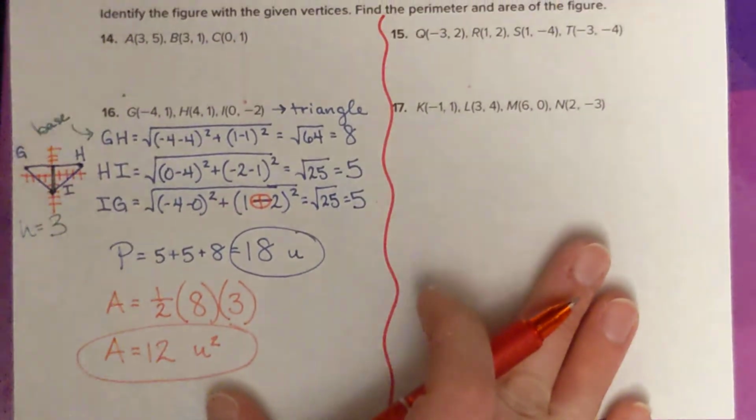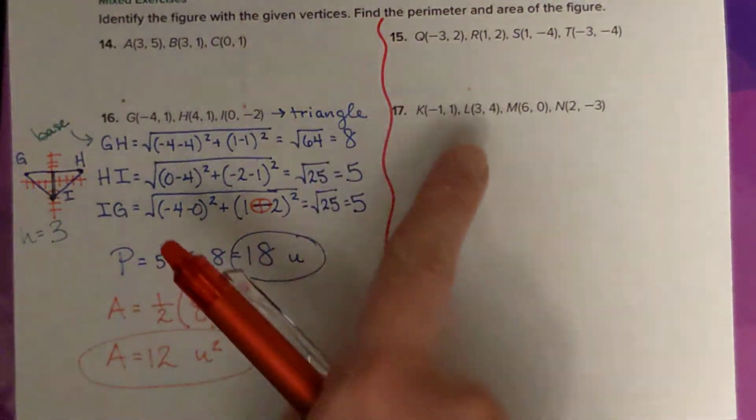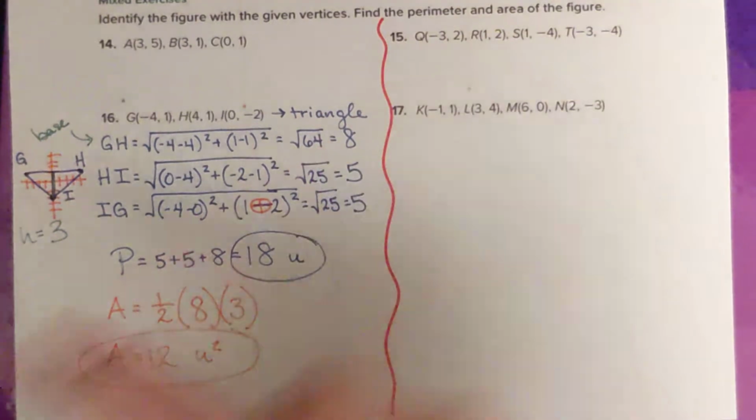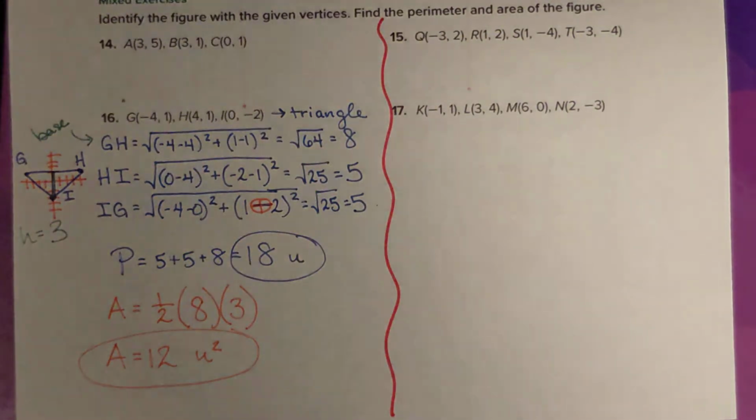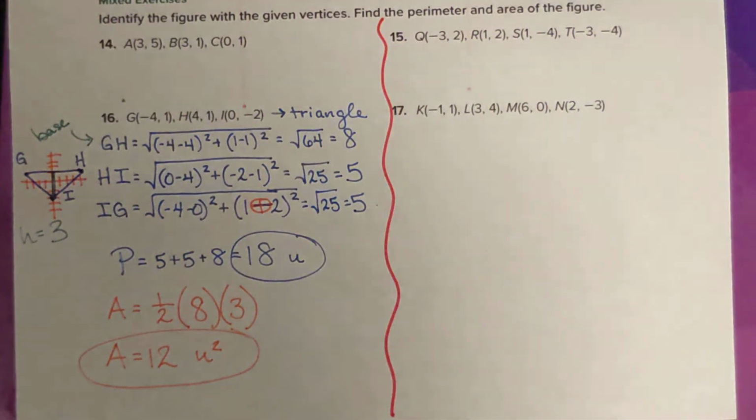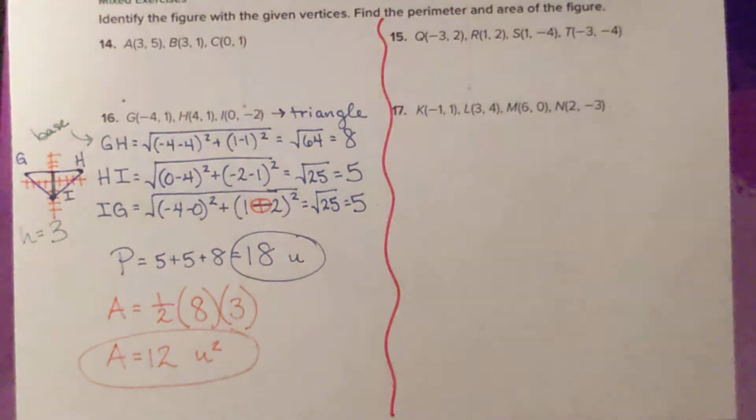Now we're going to do 17. Okay. Now, when you look at 17 right here, how many points do you see? Count them up. Hopefully you got 1, 2, 3, 4. So what types of shapes have 4 sides?